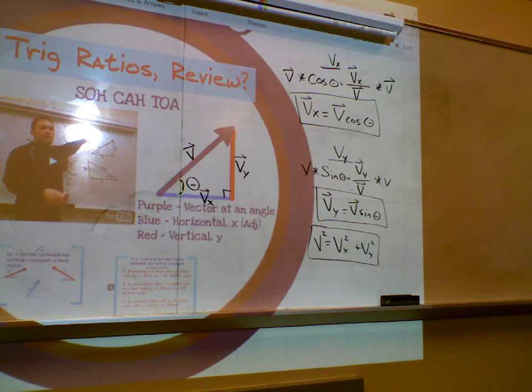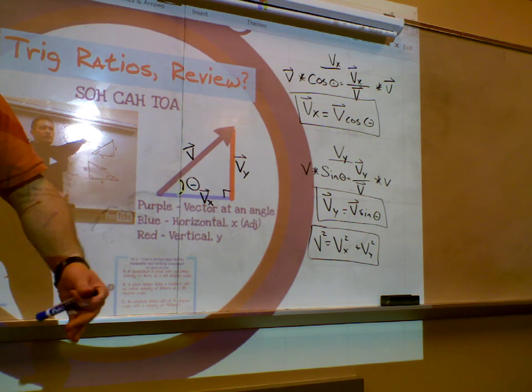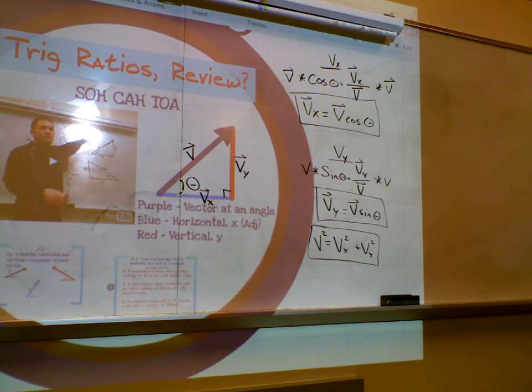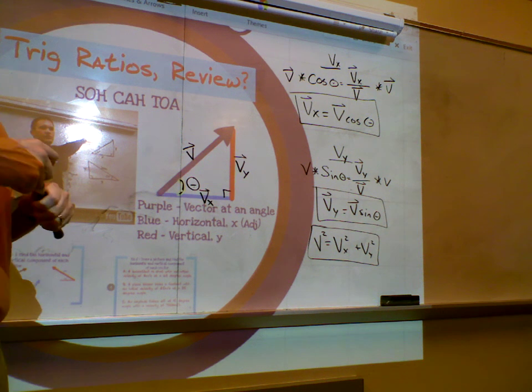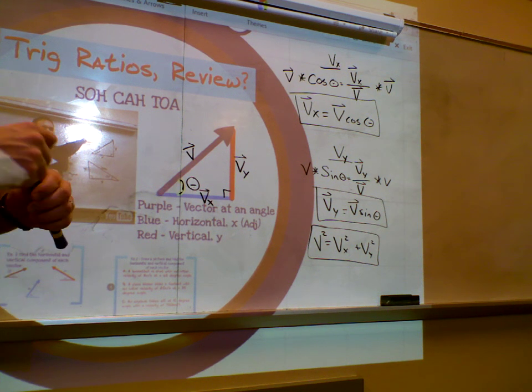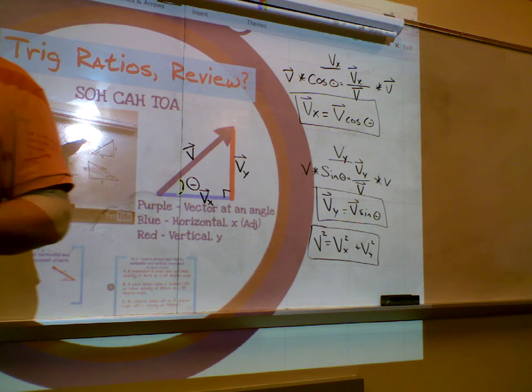Remember, V is the initial velocity, or the length of the vector. Vx is the x component, the velocity in the x direction, the velocity that's parallel to the ground. Vy is the vertical component, the velocity that goes up and down. Does that make sense? Any questions?